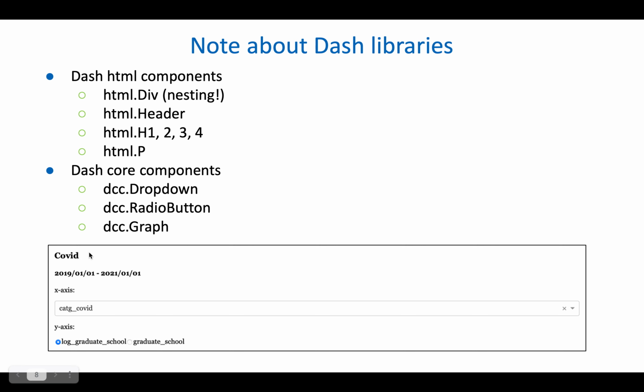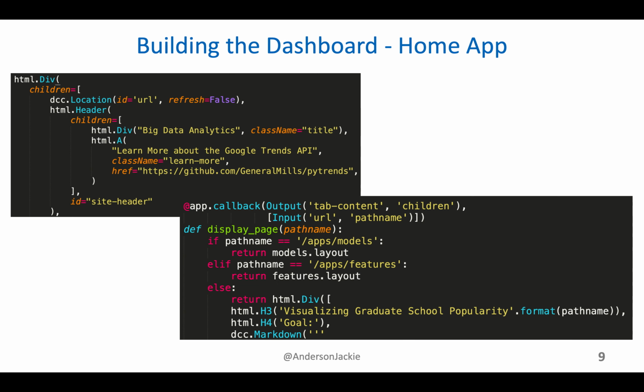You can also see here that there are two different variants of a header and a paragraph style text here. So all of that is being generated by these libraries that come built with Dash and make it very easy to implement these different features to your dashboard. So to build the Dash, let's start with the home app.